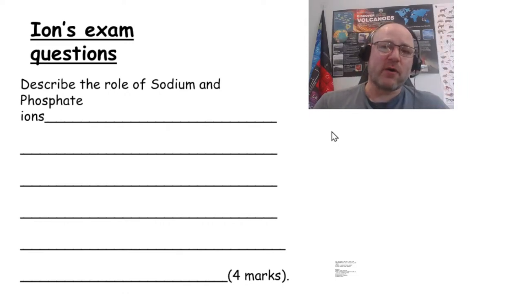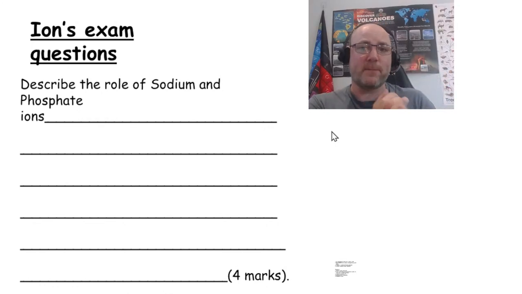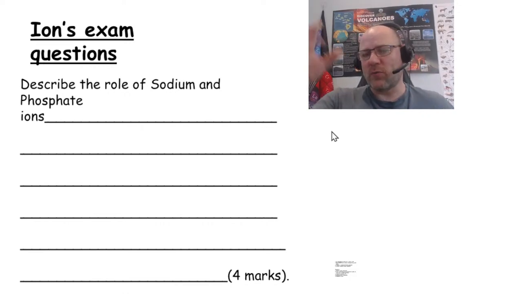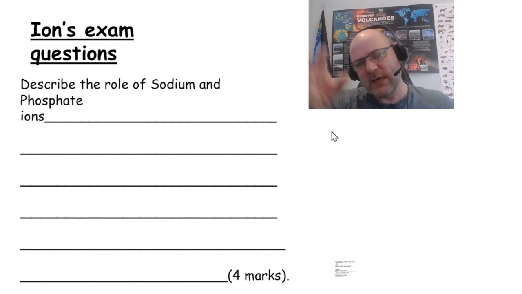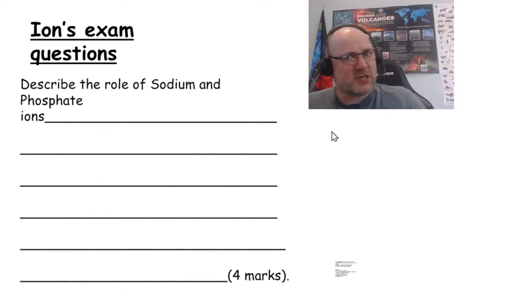So if we're describing the role of sodium ions, we can just say they're used in the transmission of impulses or maintaining the resting potential in the nervous system, in nerve cells. We can also mention that sodium ions are involved in the transport of glucose or amino acids in digestion. It's called co-transport because they work together with glucose or amino acids to transport into the epithelial cells of the ileum.